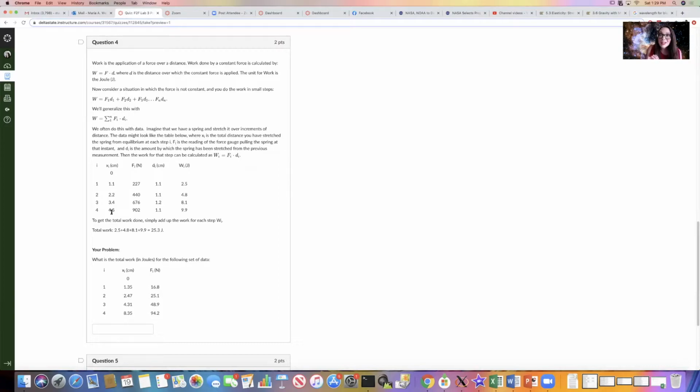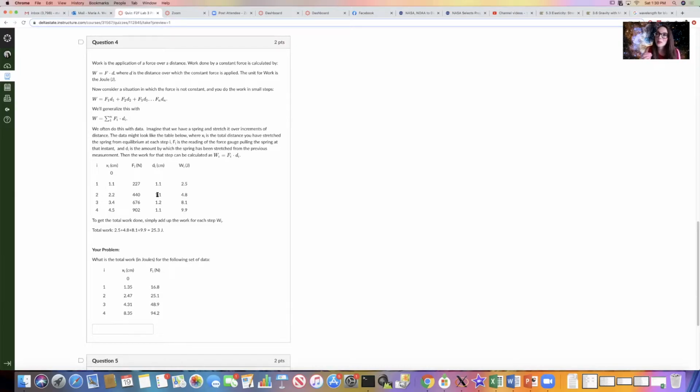Not the incremental distance between consecutive measurements. That is what we want for DI here. So for DI, we have to calculate the distance over which we have stretched the spring from the previous instant, okay? The amount by which the spring was stretched from the previous measurement. So if we're starting at equilibrium, the first one is easy. If we're starting at equilibrium for our first measurement, we had to stretch the spring 1.1 centimeters.